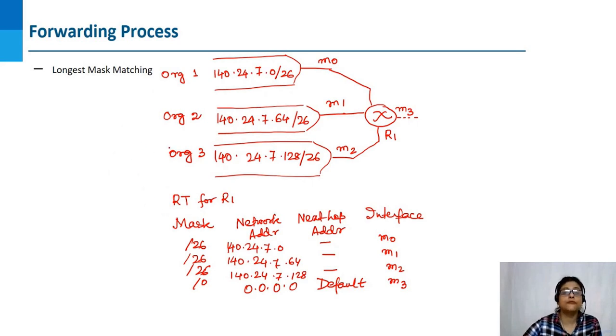So as per the figure, the routing table for R1 will be like this as given here. So there are basically 4 different interfaces. Through interface M0, it can get connected to organization 1. With M1, it gets connected to organization 2. With M2, it gets connected to organization 3. And with M3, it can get connected to other parts.